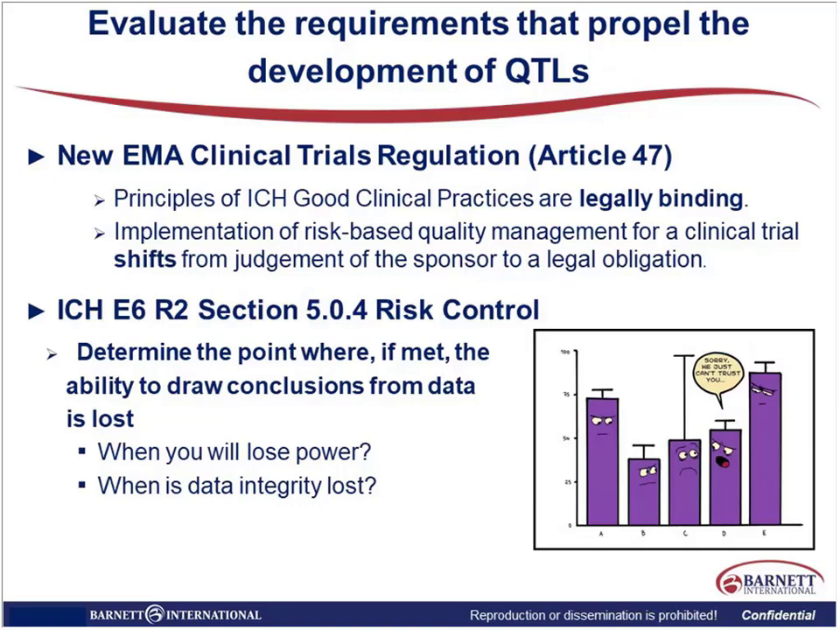So the part that addresses this in ICH E6 R2 is 5.04, that section on risk control. And in essence, it says to determine the point where, if met, the ability to draw conclusions from data is lost. So this is broad. So I want you to think of quality tolerance limits as broad, but also could be narrow. So you really need to look at the spectrum here.